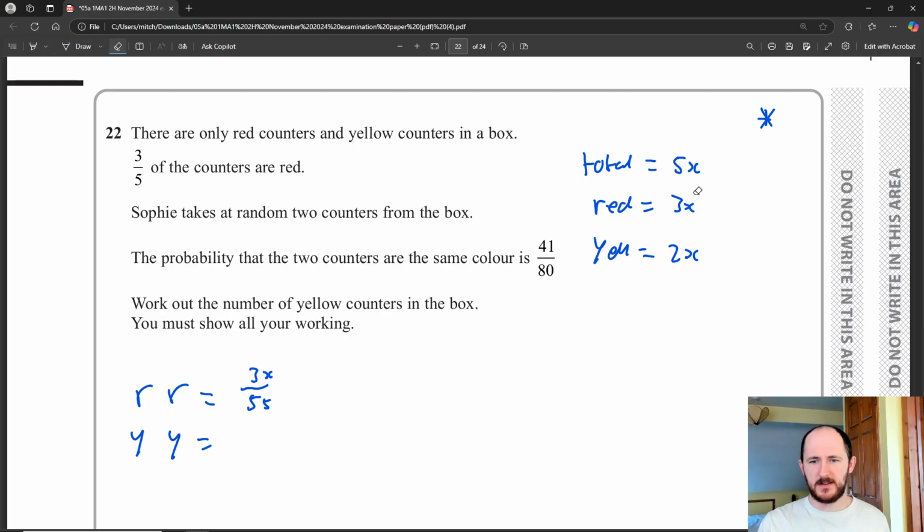What the hell? 5x. So it's the same thing, right? That's it. Then that's times. Well, what happens when you take one out? Well, there's 1 less in there. So if there were 3 reds, there would now be 2 reds. So instead of 3x, we're going to have 3x minus 1.